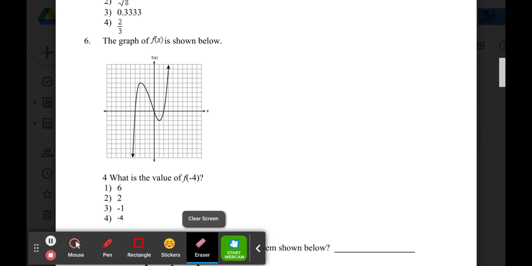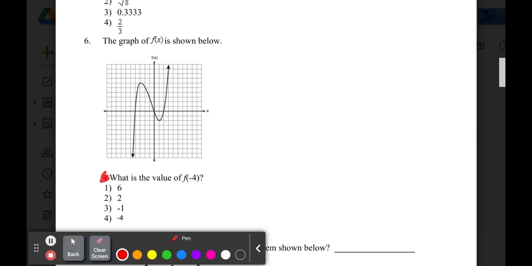The graph of f of x is shown below. I don't know why this 4 is here. Some type of typo. What is the value of f of -4? We talked about these yesterday in the show your work section, so you should all be able to get this 100%. What does that mean when you say f of -4? What are we looking for? When x is -4, what is y? Remember, this is what we were talking about yesterday.